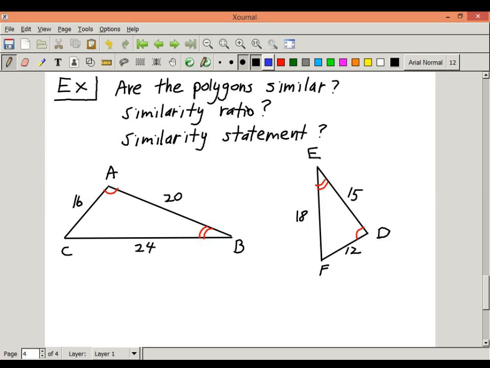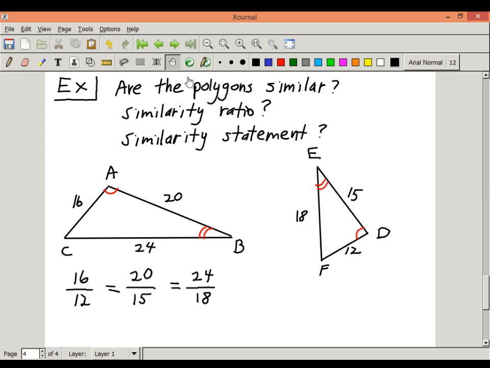So if you look at the shortest side of the first triangle on the left, you got 16, and it corresponds to the shortest side of the triangle on the right, which is 12. Now let's see if that fraction ratio holds true for the other two pairs of corresponding sides. The middle side of that first triangle is 20. Divide that by the middle side of the other triangle on the right, which is 15. The longest side of the first triangle is 24, and the longest side of the triangle on the right is 18.